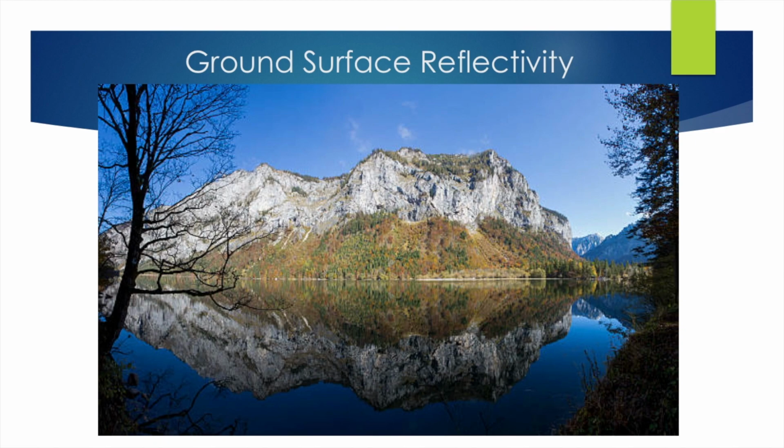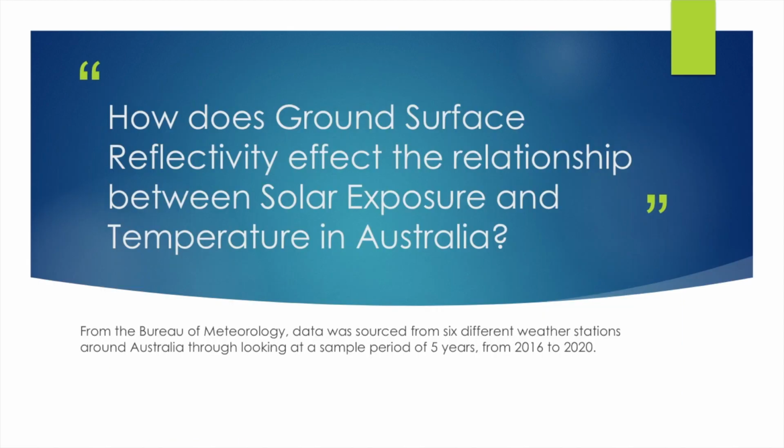From this, one may infer that land surfaces reach higher temperatures faster and for longer when compared to temperatures in regions surrounded by water. The following statistical analysis poses the question: how does ground surface reflectivity affect the relationship between solar exposure and temperatures in Australia?